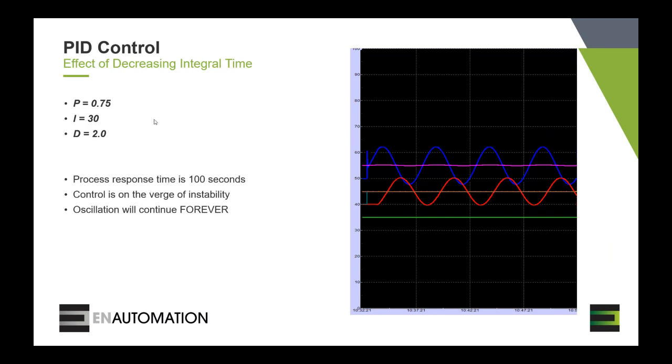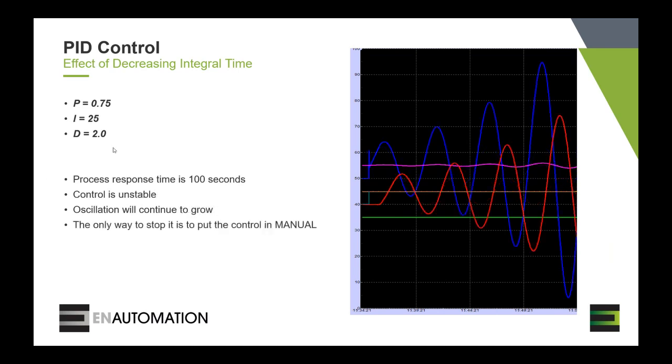So what do you think happens now when we reduce the integral time even beyond that? It has the same impact as the proportional gain. Reduce integral time below the point of instability, the control becomes unstable, and these peaks will continue growing and growing until either something breaks or until there's some kind of intervention to stop it.